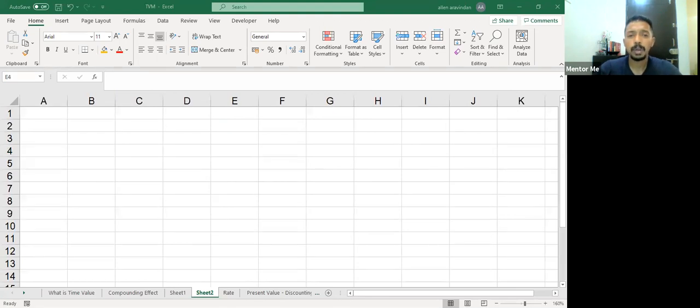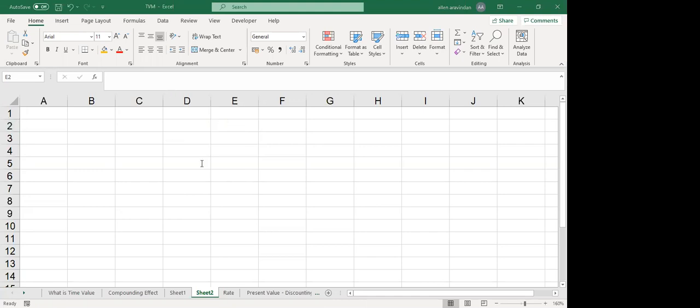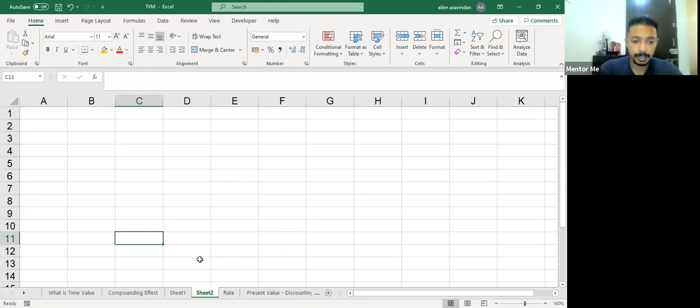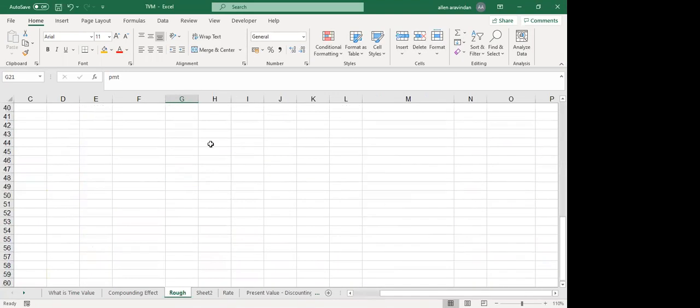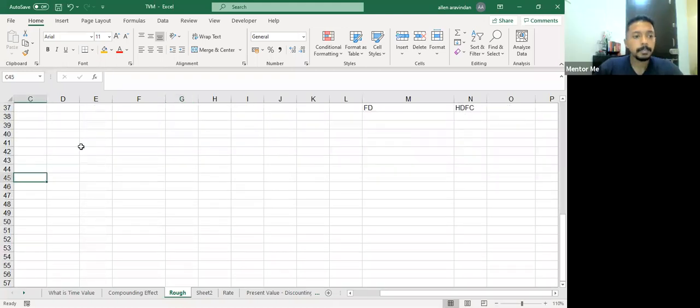You can deposit 4,000 per year into an account that pays 12% interest. I hope you have the question open at your end, because I cannot share two screens at the same time. Can you share this Excel doc also with us in the group? Yeah, I'll do that. I'll name it as rough. What I'll do is do it in one sheet itself.